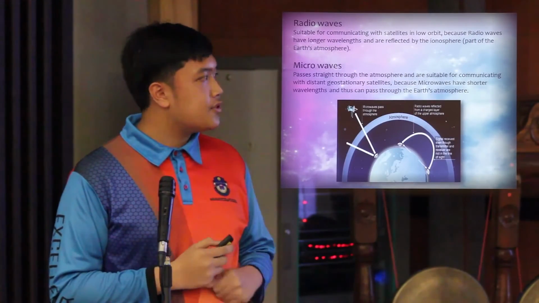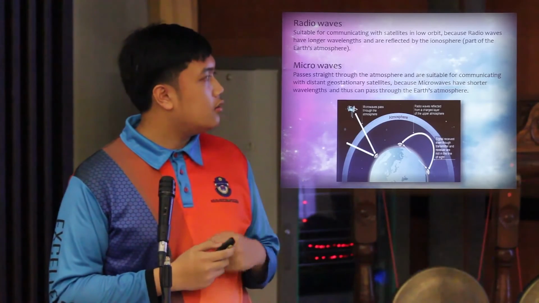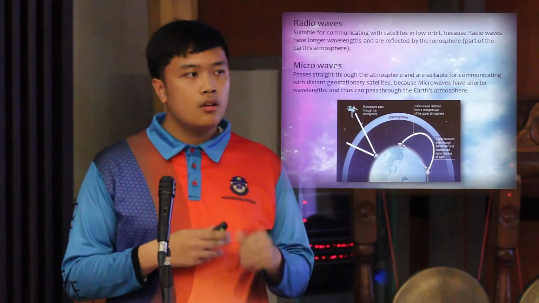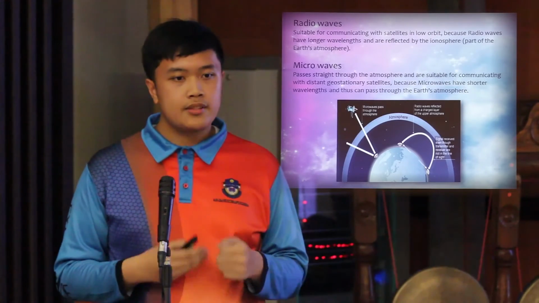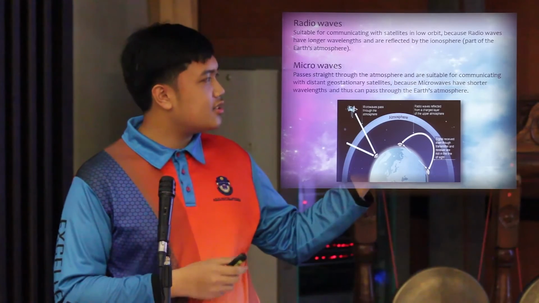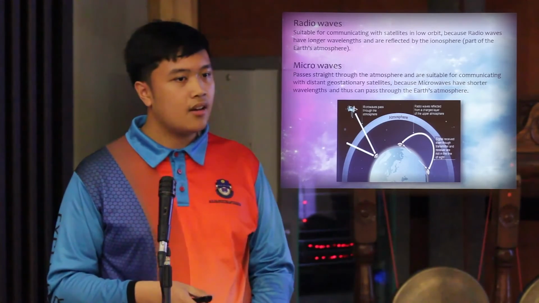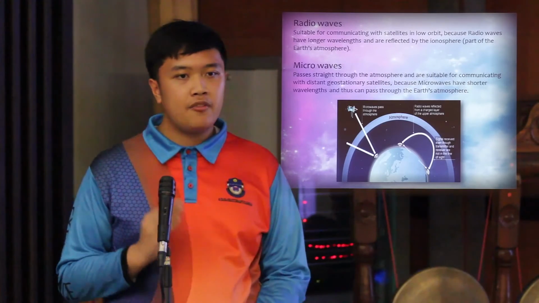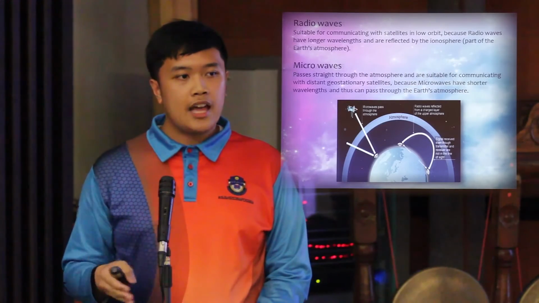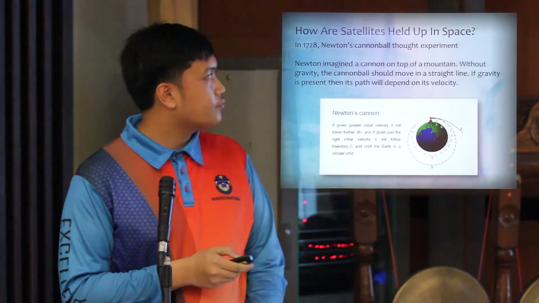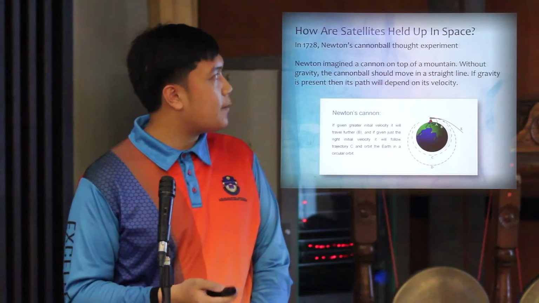Now, radio waves are usually for low Earth orbit satellites because they are reflected from the charged layer of the upper atmosphere. Whereas microwaves can pass through the atmosphere, therefore they can reach higher distances, and thus they can reach geosynchronous satellites. Now, how are satellites held up in space?